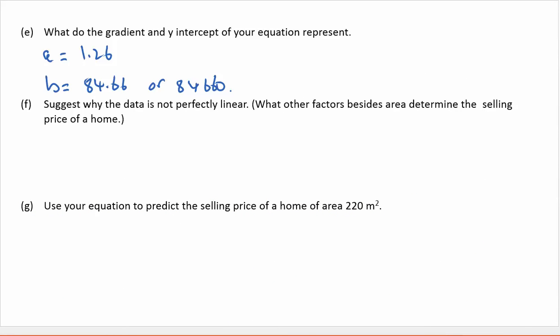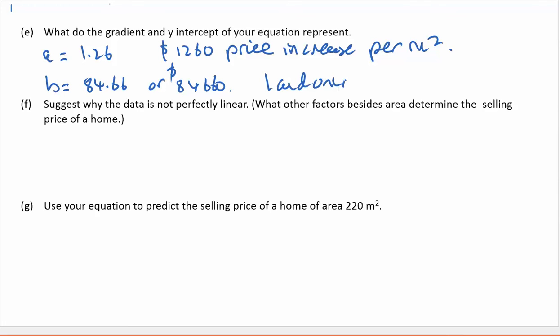Now the gradient of 1.26 means that there's a $1,260 price increase for each extra square metre. The y-intercept indicates $84,660, and that would be for the land only, in other words, with no house on it.